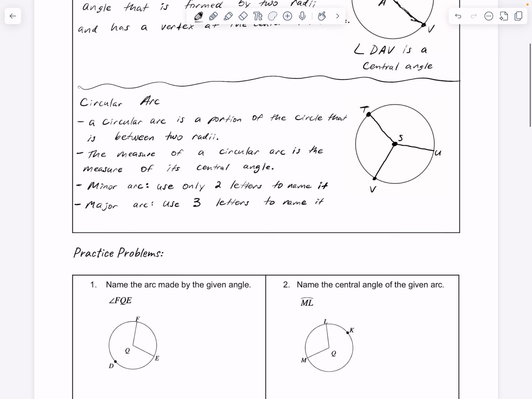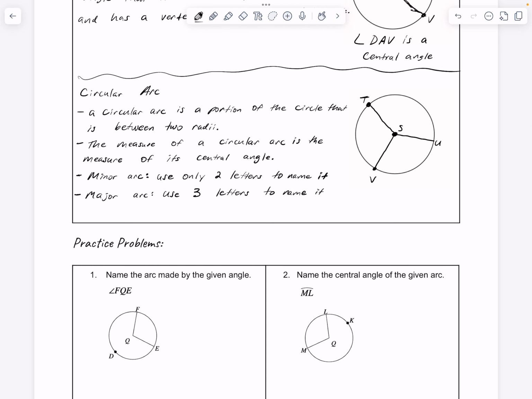For the circular arc, all right, we've got a little bit more info, and I'm going to use the T, the U, the V, and the S in class to go over some different arcs that you will see. So it is a portion of the circle that is between two radii. For example, if I wanted to say arc VU, you could highlight that, it would be this part of the circle, okay?